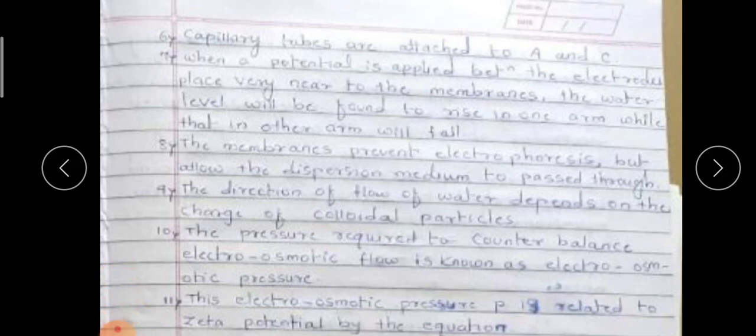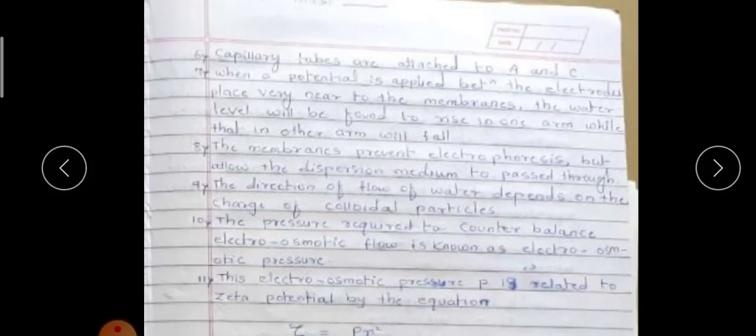When we apply the potential, electrophoresis, what we have to see? Osmosis is nothing but that, we know already. Here we have to talk about electroosmosis. That's why we are calling it the migration of the dispersion medium under the influence of an applied electric field when electrophoresis is stopped or prevented. Electrophoresis is nothing but the migration of the charged particle under the influence of the electric field.